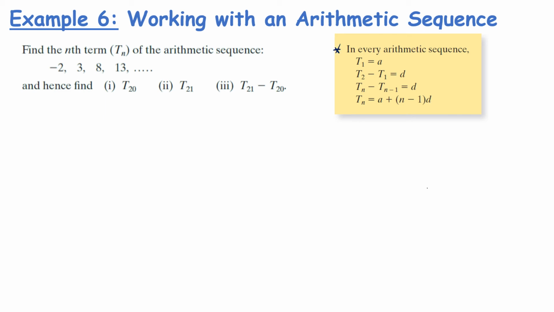I also have a little box up here on the right with some interesting information. T1 is a, the first term. If I take T1 away from T2, I get the common difference. And that can be generalized: if I take any term and subtract the previous term, I will get my common difference. And then the final formula is in our log tables. So let's work with -2, 3, 8, and 13.